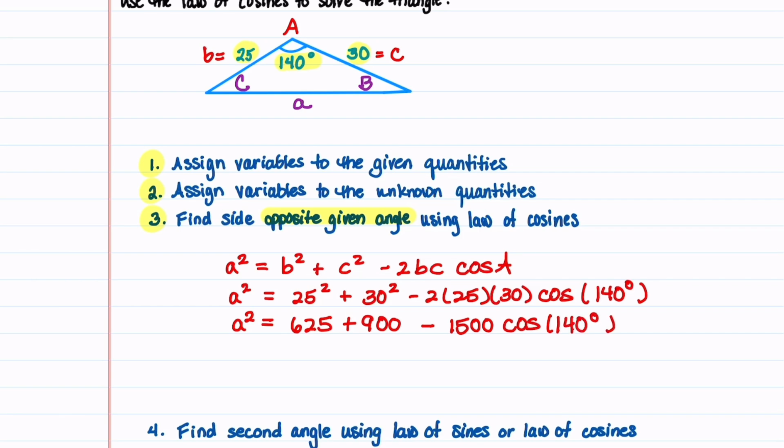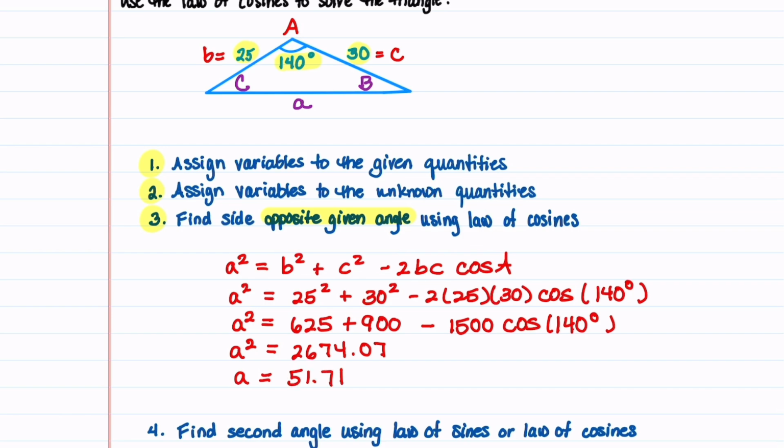We can now plug that into our calculator, and when we do, we end up with a squared is equal to 2674.07. And make sure your calculator is in degree mode when you calculate the cosine of 140 degrees. We'll now take the square root, and we get that a is equal to 51.71.